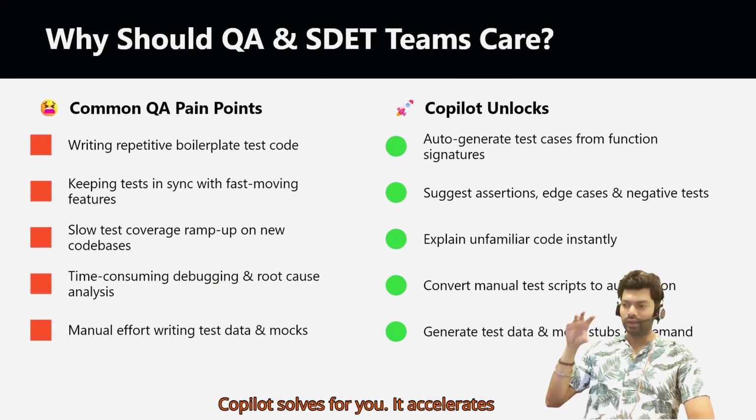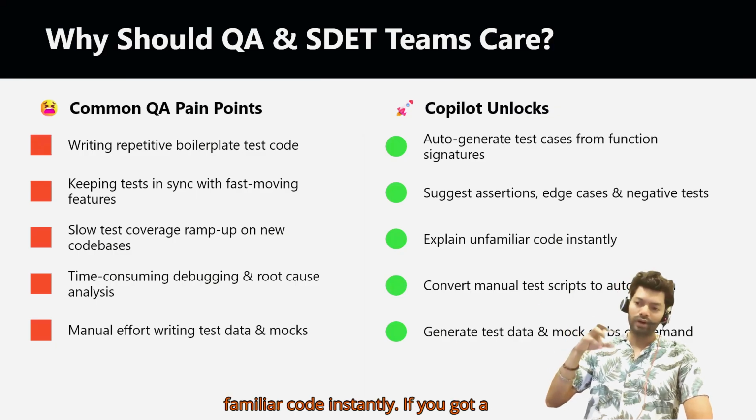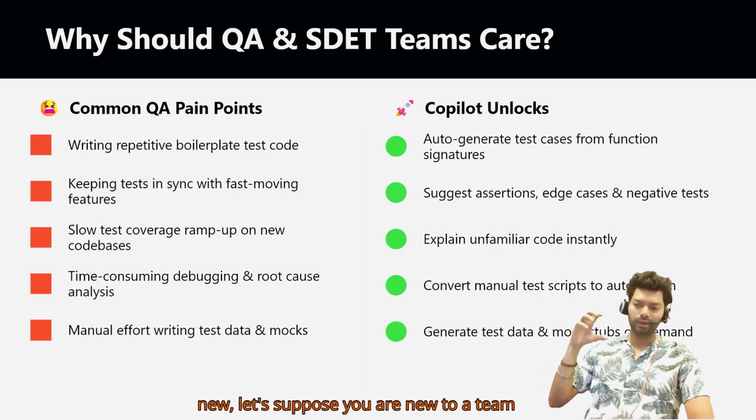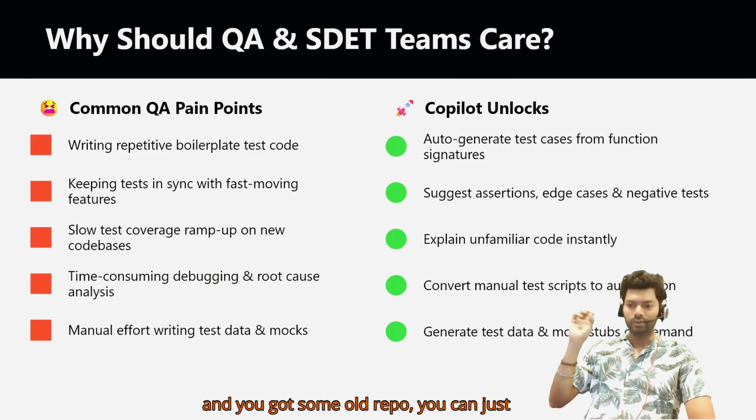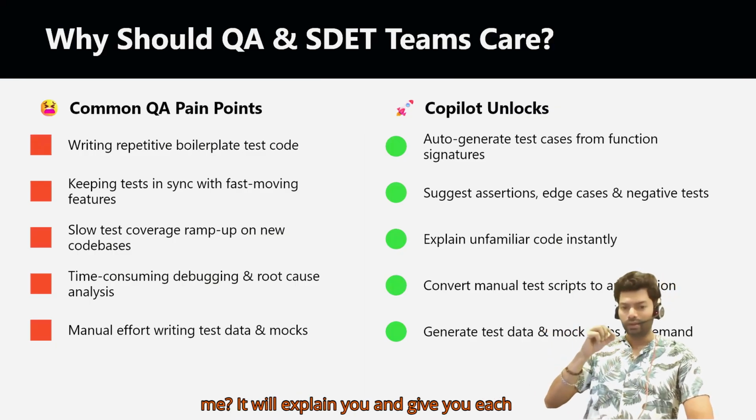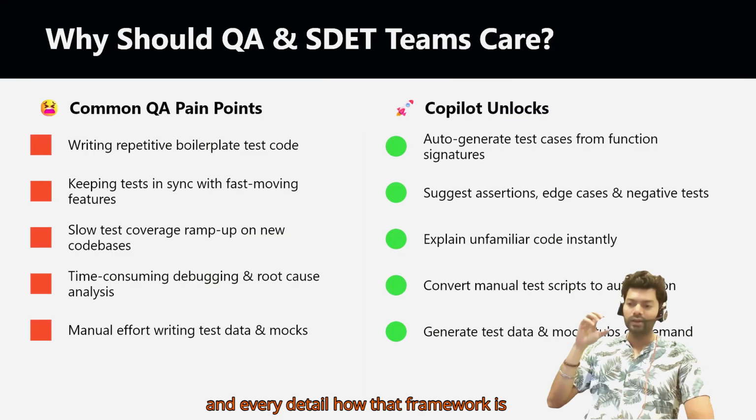It accelerates things for you. You can auto-generate your test cases from a function signature. It will suggest assertions, edge cases, and negative cases, and it will explain unfamiliar code instantly. Let's suppose you're new to a team and you got some old repo, you can just ask Copilot, hey, can you please explain this to me? It will explain and give you each and every detail of how that framework is built. So you don't need a KT.